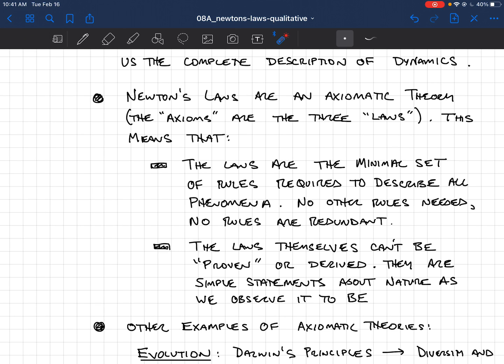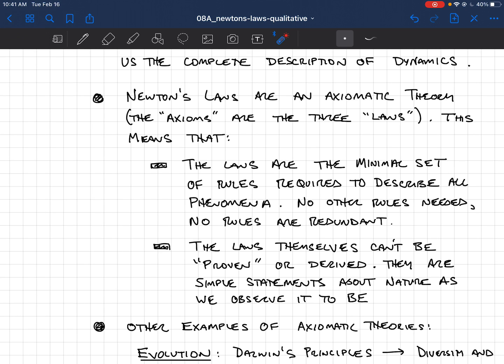In particular, an axiomatic theory means that the laws that we write down, or the axioms, are the minimal set of rules needed to describe all phenomena. So these rules are not going to be redundant. You can't prove one from another, and you're not going to ever need any other rule. Everything should come directly out of Newton's laws. We're not going to take new laws out of our pocket when we come up against a new phenomenon. So this will be it. We write down these laws and everything should follow from there.